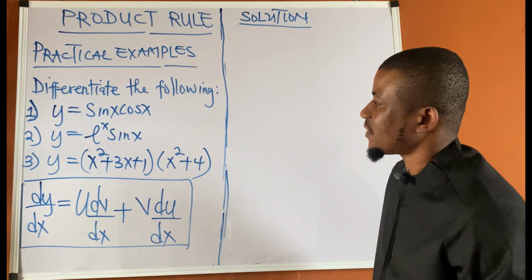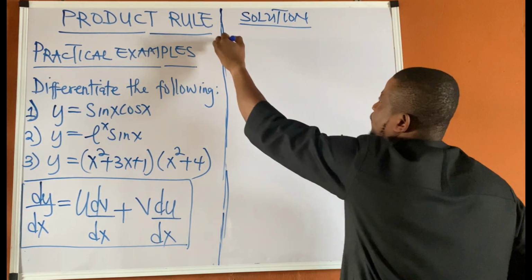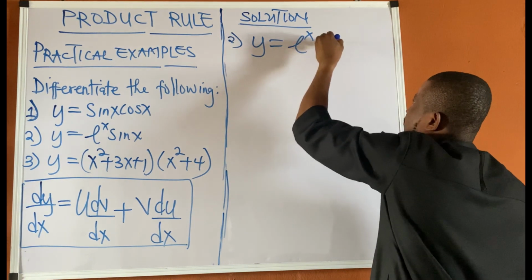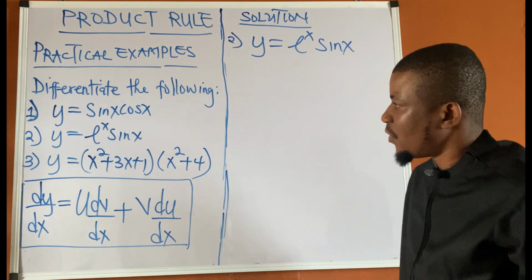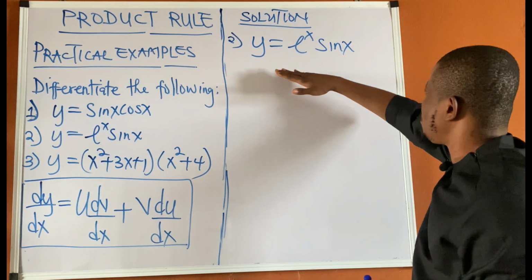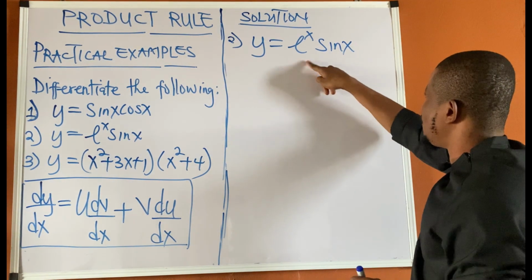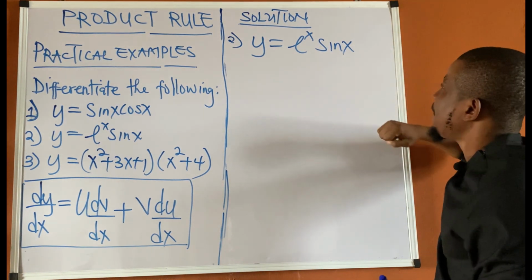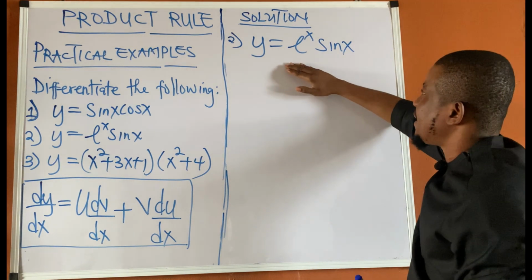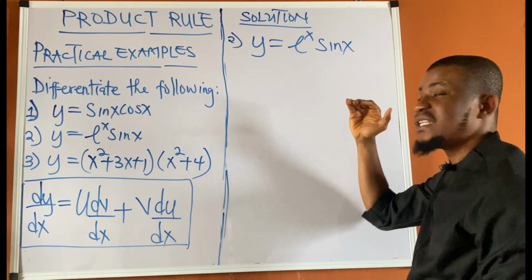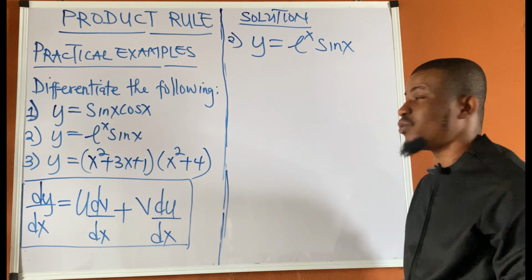Okay, let's look at the next question. y equal to exponential x sine x. Now, if you look at this function, we'll see a product of two functions, the exponential function and the trig function. Now, we just need to identify our u and v. We identify u and v, then differentiate them, then apply our product rule.